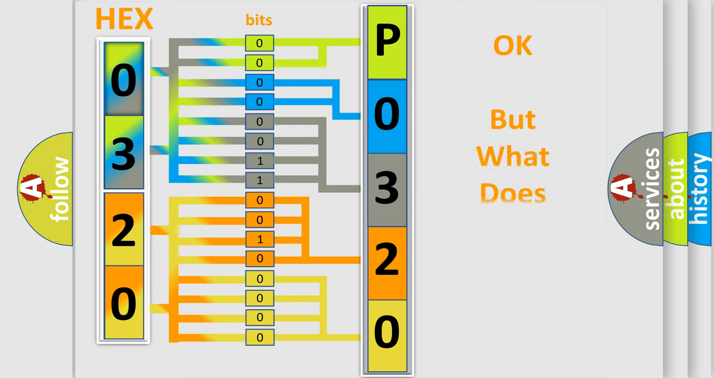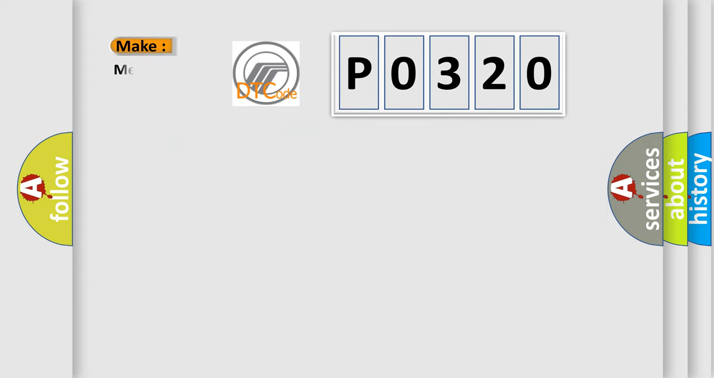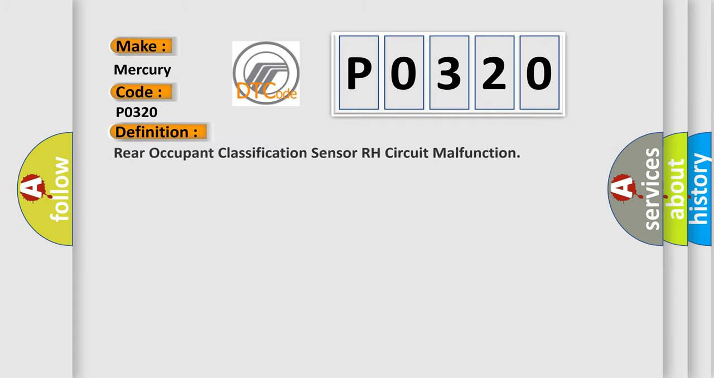The number itself does not make sense to us if we cannot assign information to what it actually expresses. So, what does the Diagnostic Trouble Code P0320 specifically mean for Mercury car manufacturers? The basic definition is: rear occupant classification sensor RH circuit malfunction.